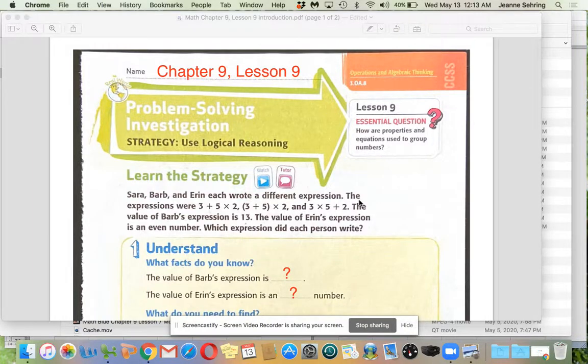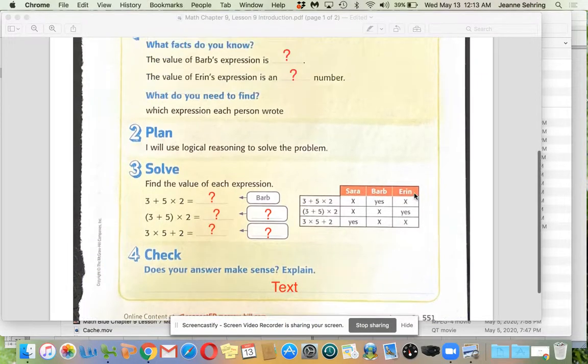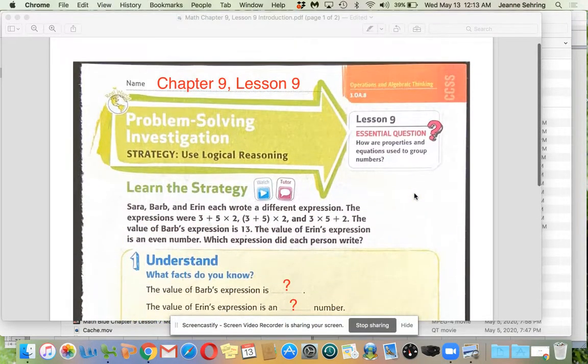Good morning, friends. All right, this is chapter 9, lesson 9, introduction. So if you open your books to page 551, we can knock out this very last lesson of the school year. So here we have Sarah, Barb, and Aaron, and they each wrote a different expression. Remember that an expression is a number sentence without an equal sign and without an answer.